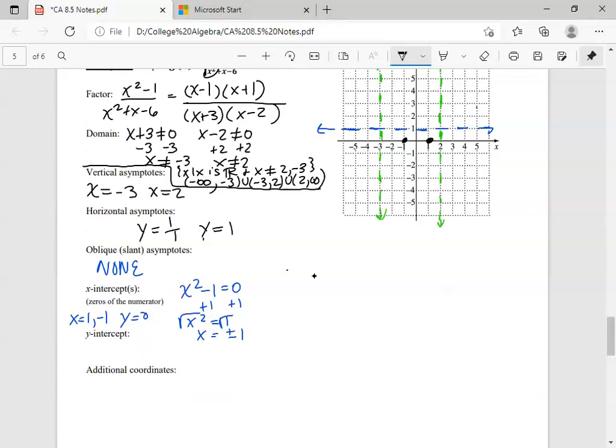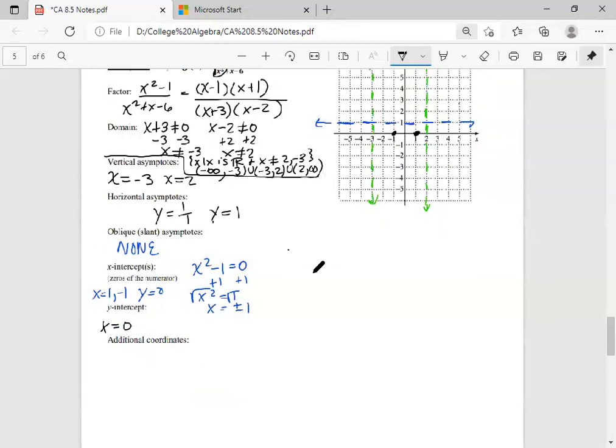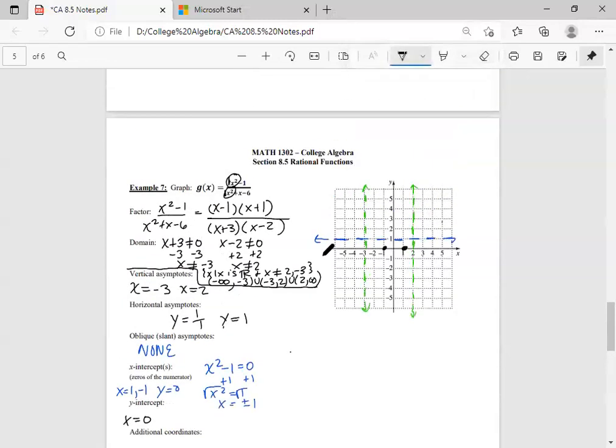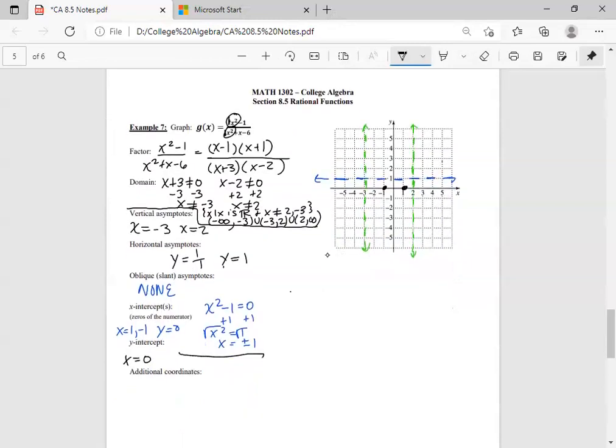My y-intercepts happen whenever x is equal to 0. So you could go to your original equation. So instead of x's, you would plug in zeros for your x's. But everything else should go away. So if I plug in 0, that would be 0 squared minus 1 on the top. And on the bottom, I'd have 0 squared plus 0 minus 6. So I would be left with negative 1 over negative 6, because these zeros are going to go away. So I've got y is equal to 1/6.